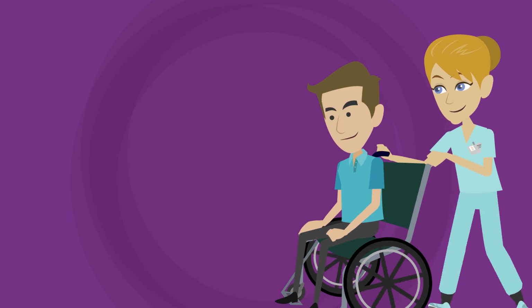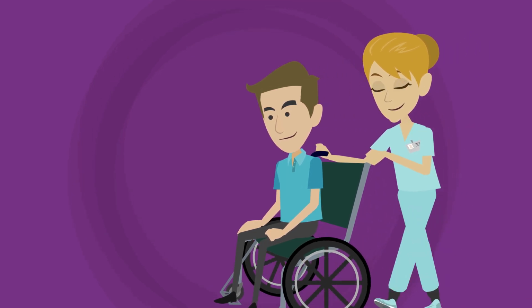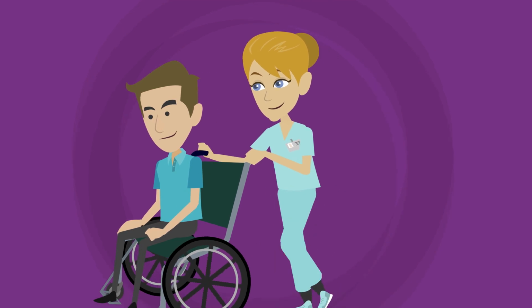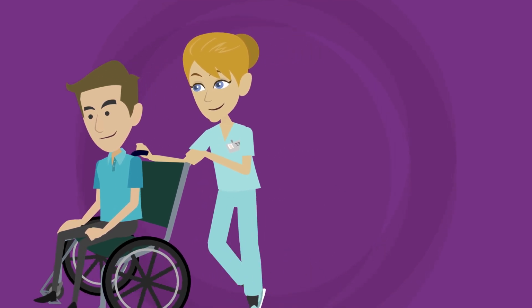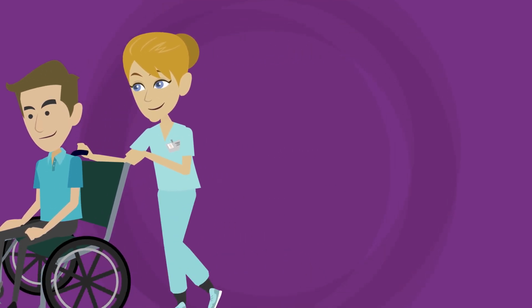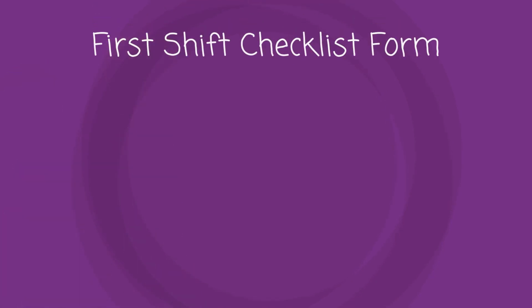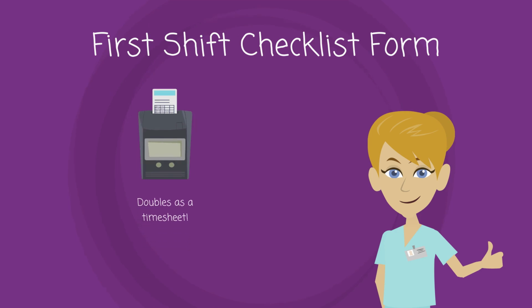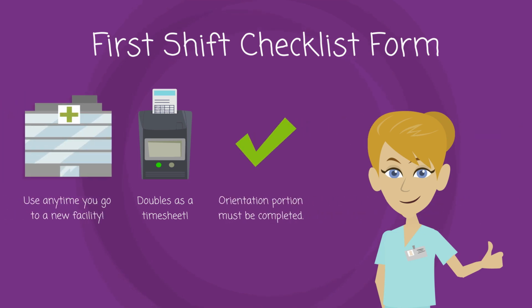When Grapetree sends you as a healthcare professional into a medical facility, our main priority is to make sure that you're providing the best care possible for the residents of that facility. That's why we utilize our first shift checklist form for all first shifts at new facilities. The form doubles as your timesheet and is a great way for Grapetree to be sure that you're being adequately oriented with a new facility and get some great feedback. First shift checklist forms must be completed in full as part of our accreditation process.